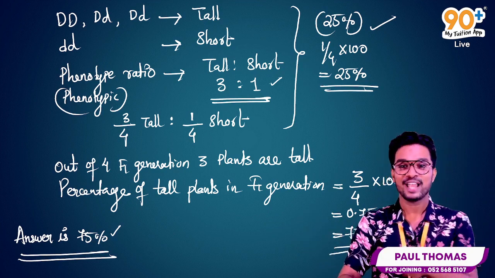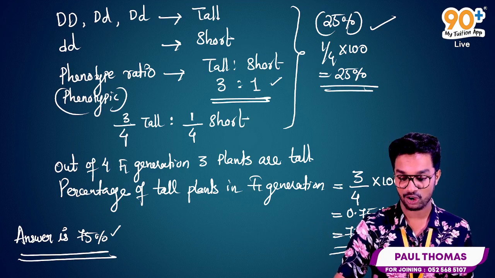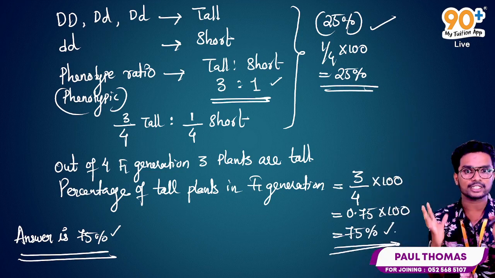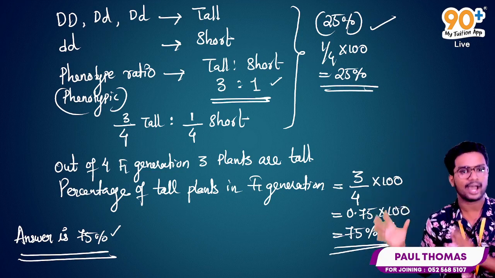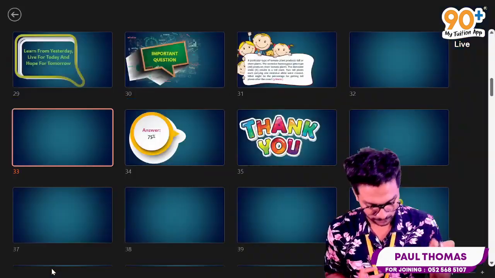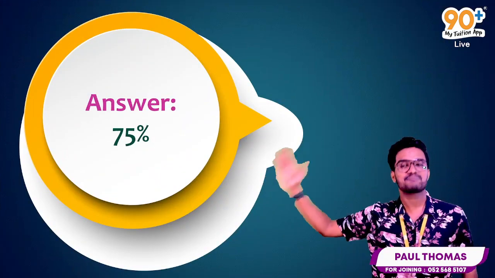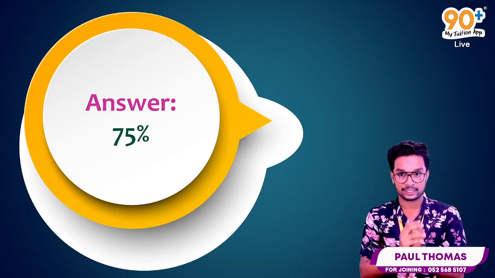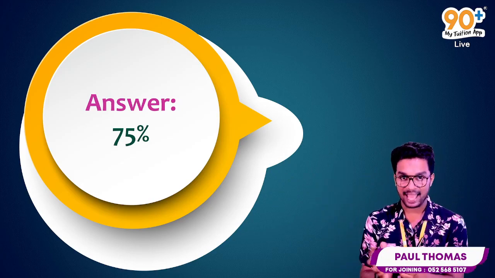Okay, so how was the session? I know it will be very awesome and it is going very awesome, right? So now we just understood all the clues which are included in one of the questions of heredity. So we can solve more problems like this. Okay, so the final answer will be 75%. So you have to write one sentence as a concluding point: the percentage for getting tall plants in F1 generation will be 75%.